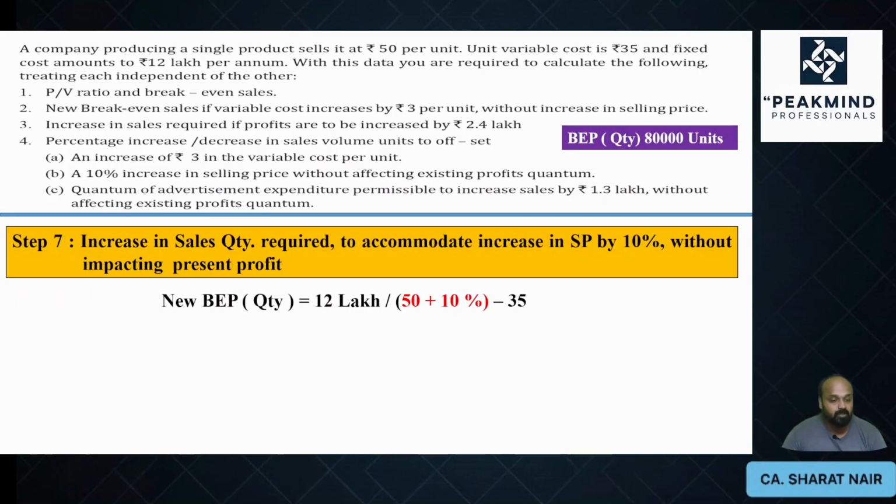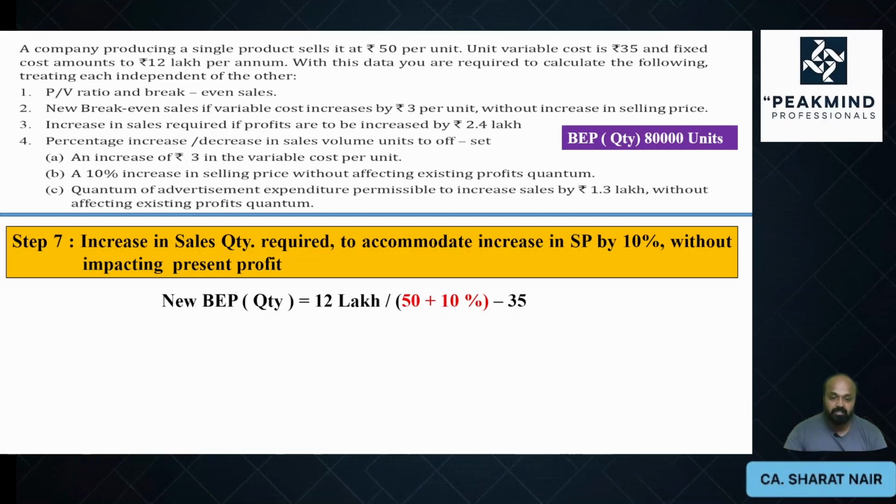Yes. Now see here, the new break-even quantity in this case will be how much? 12 lakh divided by 50 plus 10 percent. Now how am I calculating this? My selling price is increased, right? 50 plus 10 percent is your revised selling price, minus variable cost, which is 35. So 50 plus 10 percent minus 35, I will get my revised contribution.